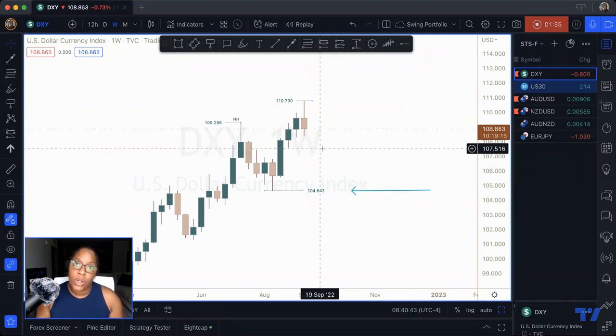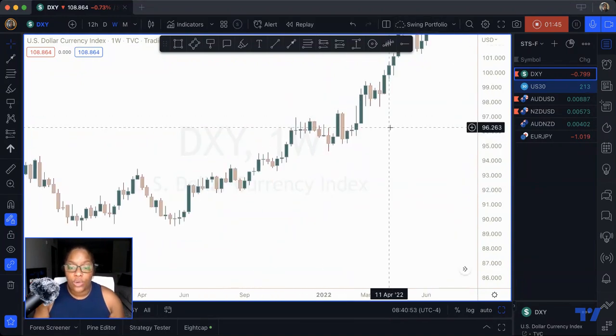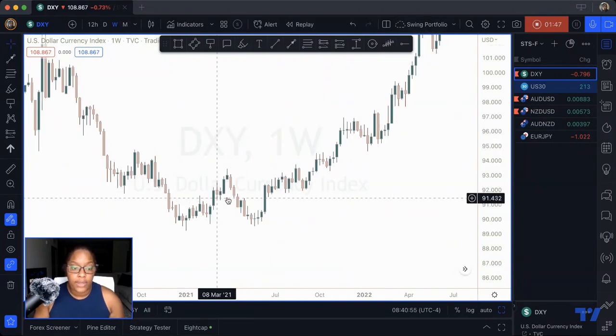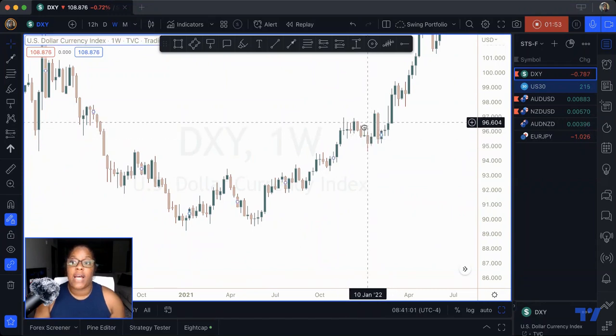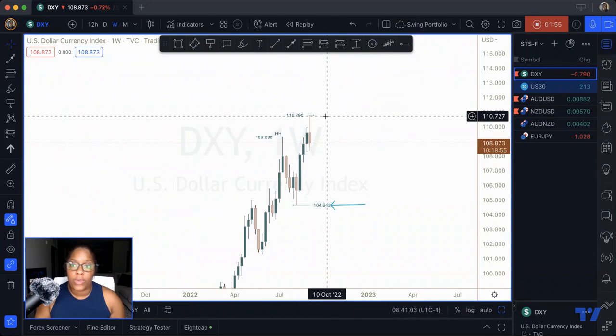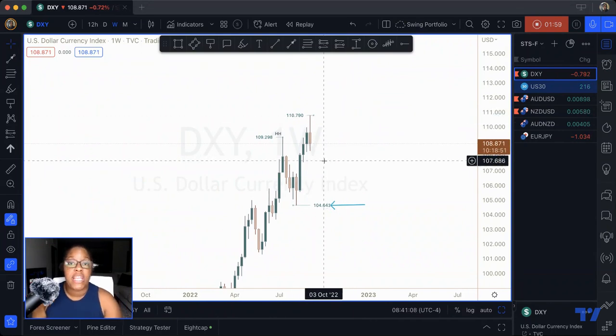What I am noticing about this is we are in a steady uptrend with the dollar. So this means that our dollar is continuing to get stronger. If we go back to the beginning of the year, we were trading here around $95, and we've increased all the way to the top here at 110s. So we've had a $15 increase since the beginning of the year.